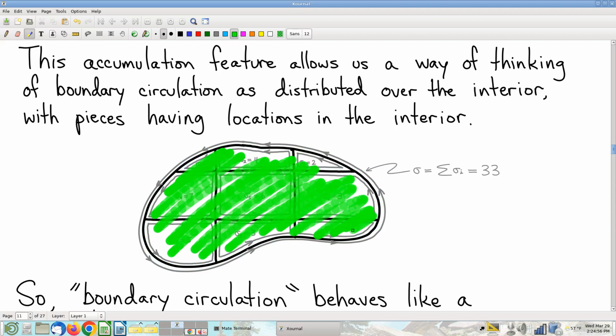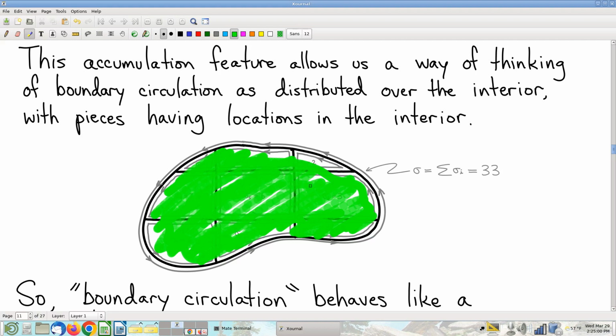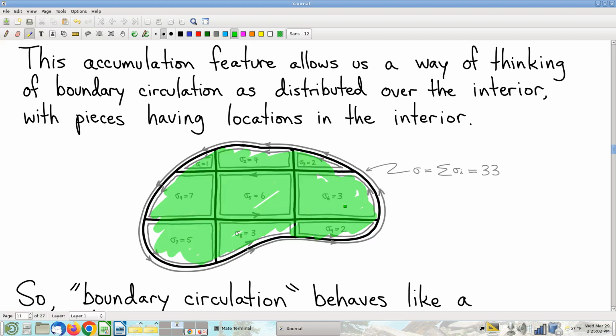If I were to look at the boundary circulation for this whole green region, and if I were to ask how much of that boundary circulation of the whole region happens in this purple region? Oh, okay, sure. Well, there's a tremendous overlap, right? This purple region is part of the green region.